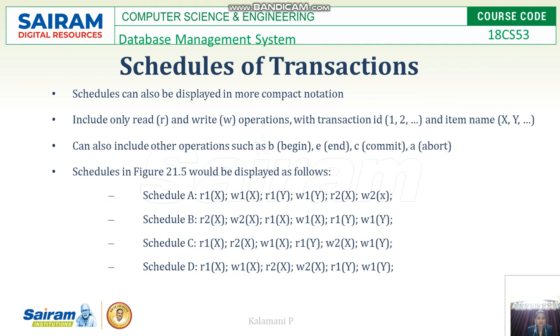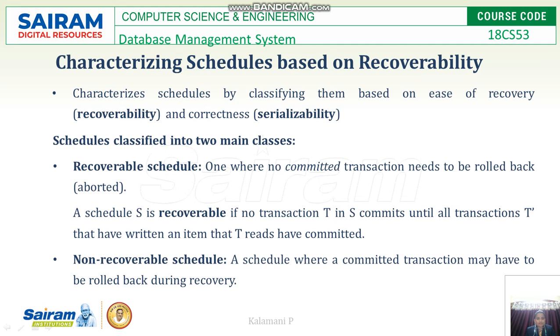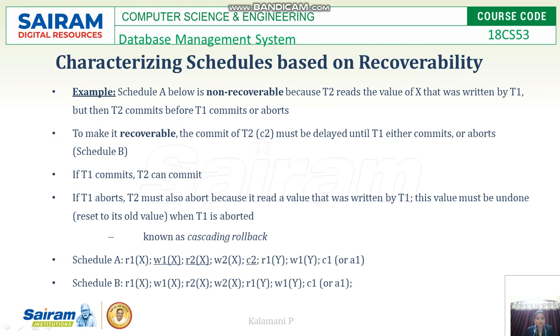See here, T2 reads the value that T1 has written, X. Write X, that is what T2 reads. So if T1 is aborted, T2 also aborts. This value must be undone when T1 is aborted. That is the thing. So this is called cascading rollback, because both are interlinked. This is called cascading rollback.